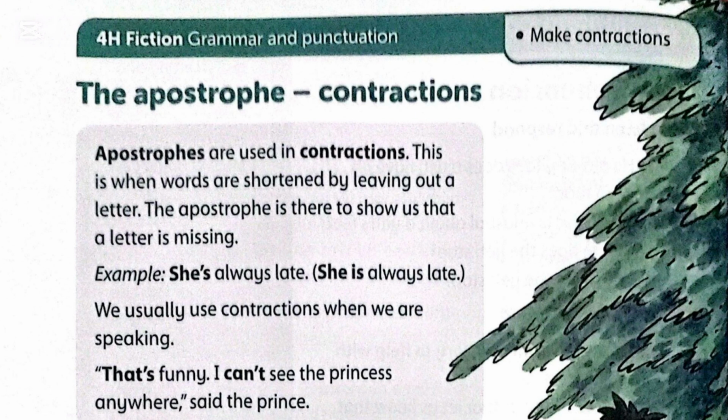We usually use contraction when we are speaking. Most of the time we use contraction in writing also, and most of the time in speaking. "That's funny." So it's a contraction of "that is." We contract the two words, put an apostrophe, drop the letter I and make the shortened form "that's funny." "I can't see the princess anywhere," said the prince. So here "can't" is also a shortened form of "cannot." The words are "can" and "not." When we contract them, we put an apostrophe there, missing the letters N and O.